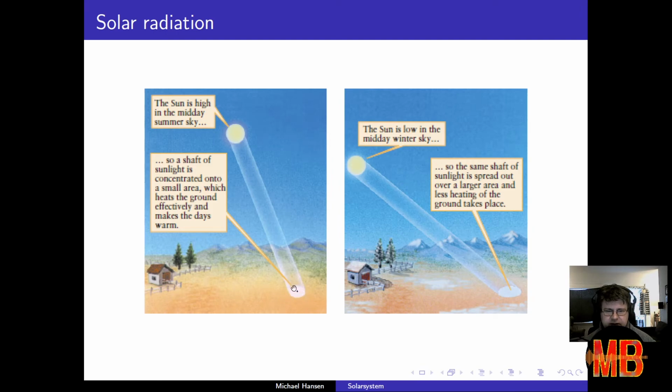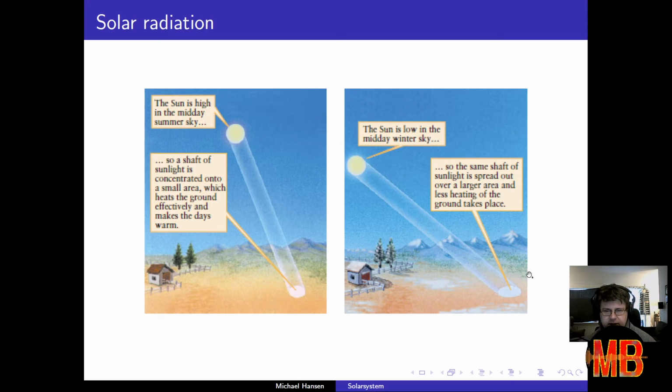When I say relatively, it's because we have to compare it to something else, because I could easily tell you this is a small area and this is a big area. Compared to the house, it's a pretty big area, but compared to a man, it's a small area. So you can see it's relative to something. And you can see here what they say. The shaft of sunlight is concentrated on a small area, which heats the ground effectively and makes the days warm. This is contrary to the wintertime, where the sun is low in the midday winter sky, like it says. So this is the midday summer sky.